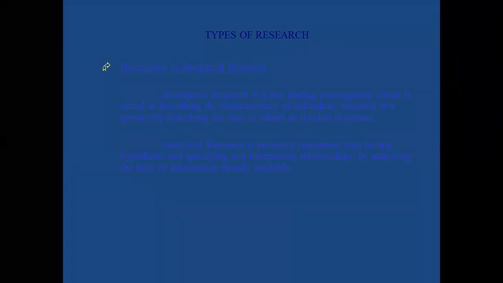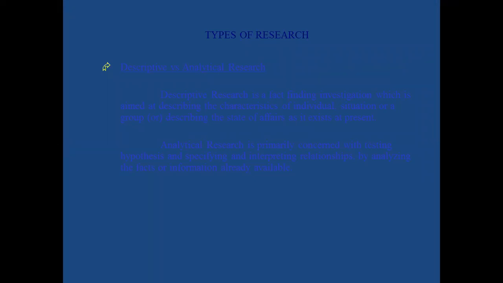So now types of research. I will focus basically on the qualities of academic research. First, descriptive versus analytical research. Descriptive research is about facts, but it is important for the beginner. Descriptive research is a fact-finding investigation aimed at describing the characteristics of an individual, situation, or group, describing the state of affairs as it exists at present.